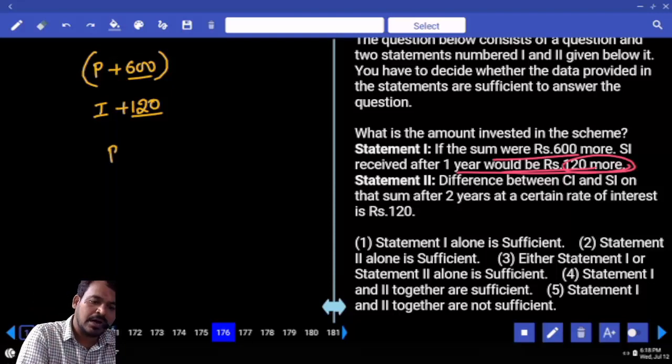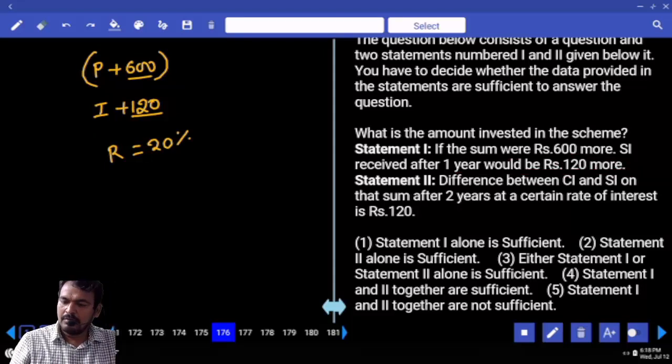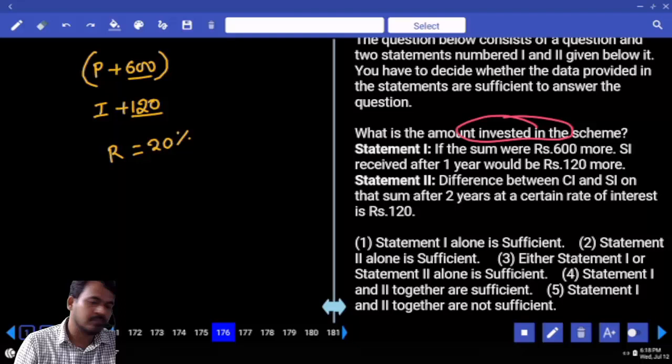20%. Means R is how much? R is 20%. But which one did we require? The investment value. Means we require the principal again, or is the first one alone sufficient for the second?